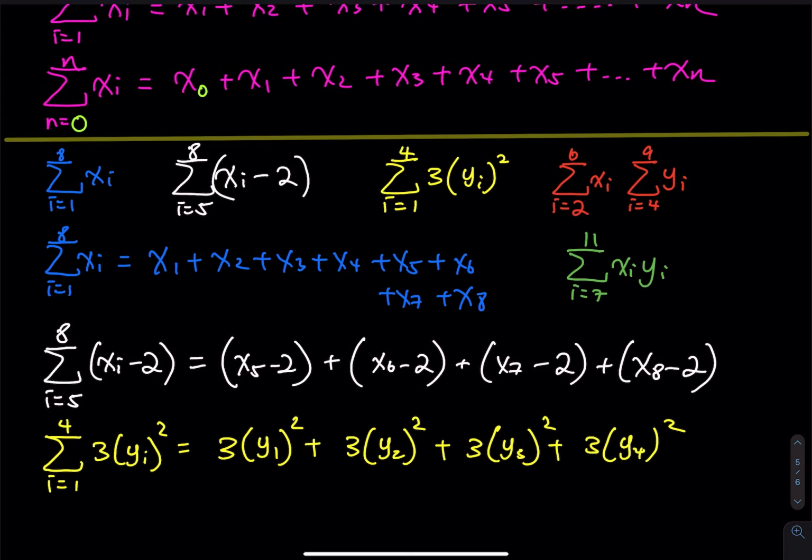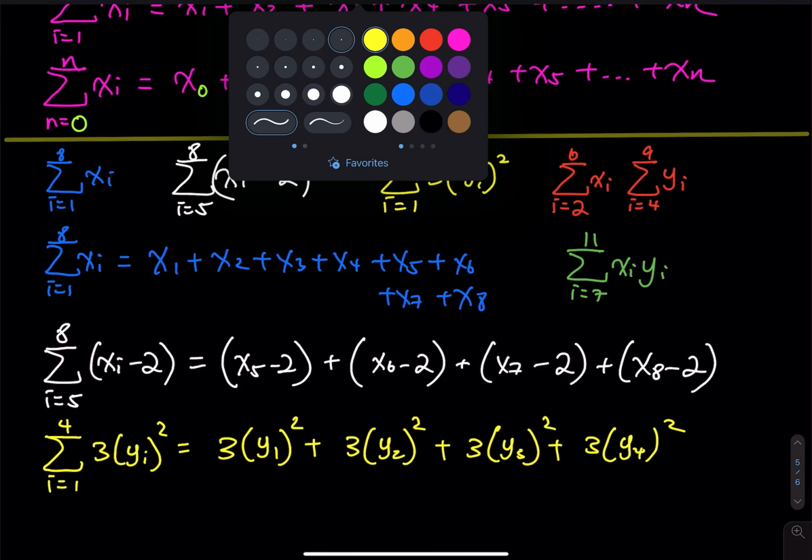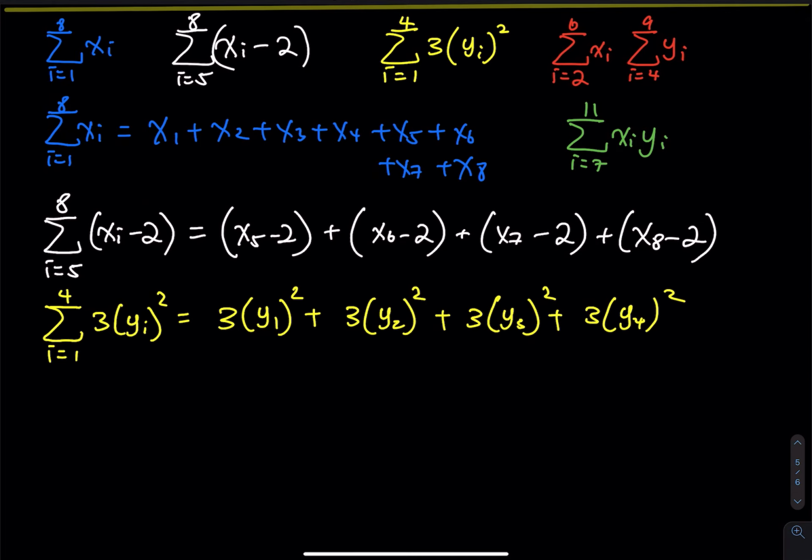Okay, and then the one in red, we have 2 summations, one for x, one for y. The x is from 2 to 6, the y is from 4 to 9. So this one you sum first and then you multiply. So in red, we have the summation, i goes from 2 to 6, and then xi, and then multiply, i goes from 4 to 9, and then yi.